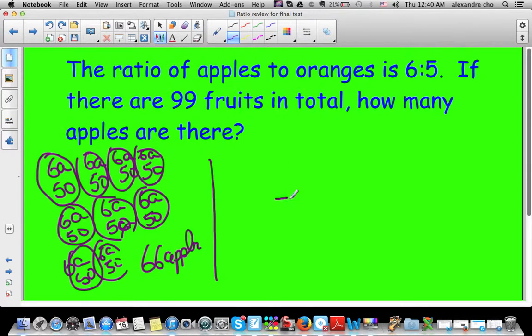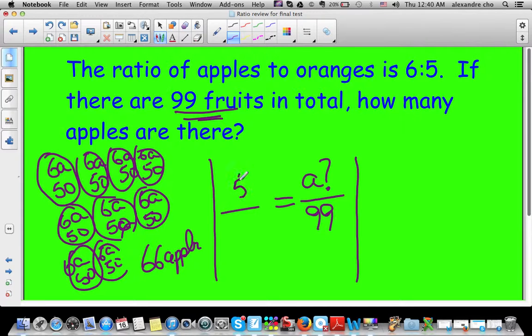Okay. If I use a proportion, let's see what I can set up. Let me set up what I don't know. Well, what I don't know is that when I have 99 fruits in total, I don't know how many apples are there. Apples. So let's see what I do know. Well, I do know that there are 6 apples every time there are 11 fruits. Okay, so from here, I find a relationship, and this is times 9.